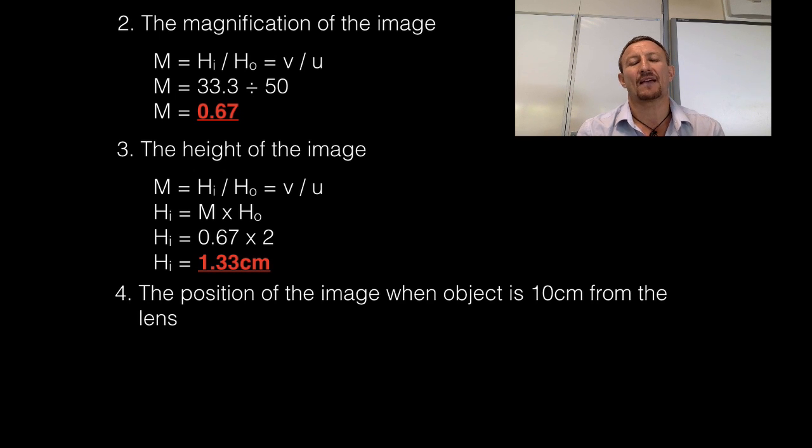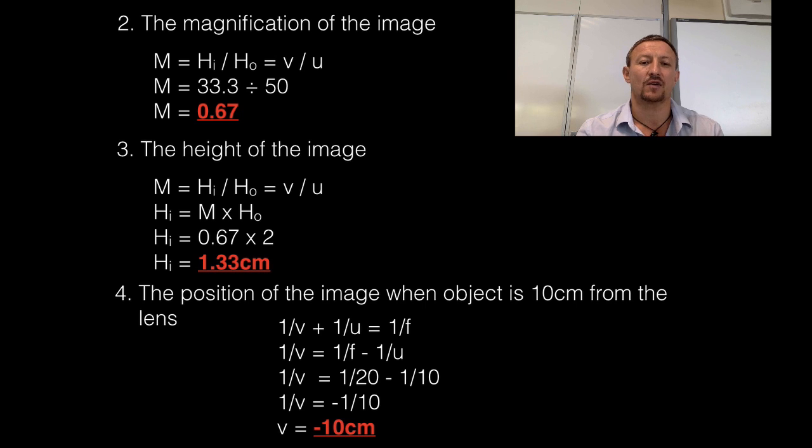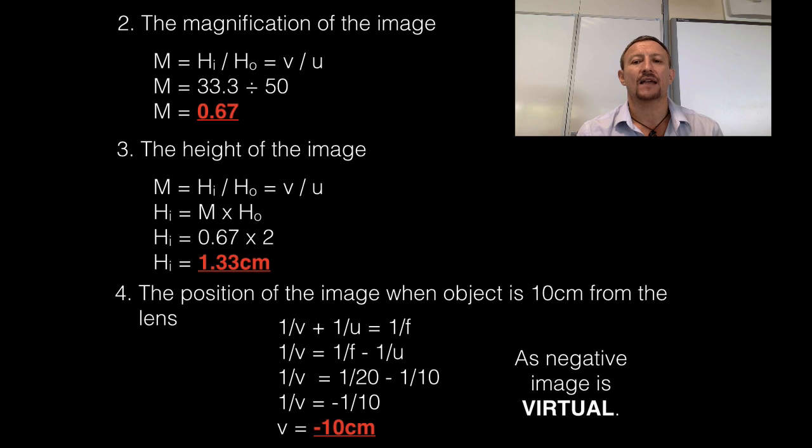Now the next one asked me to find the position of the image if the object is then moved to 10 centimeters from the lens. So I use the same formula as I did in question 1, but you'll notice as I rearrange that I get a negative value. So I get negative 10 centimeters from the lens, which means it's going to be on the same side of the lens as the object. The negative means that the image is going to be virtual. So it gives you an opportunity, by moving your object to or from the lens, we're either going to get a real image or we're going to get a virtual image.